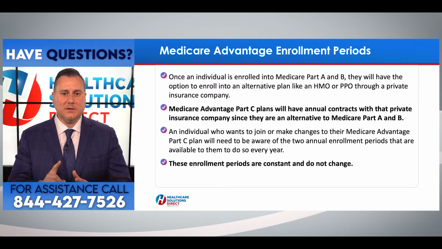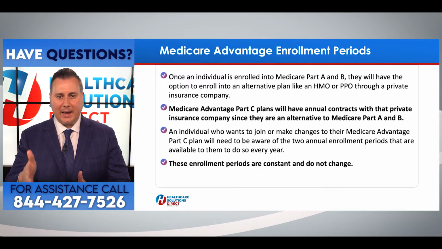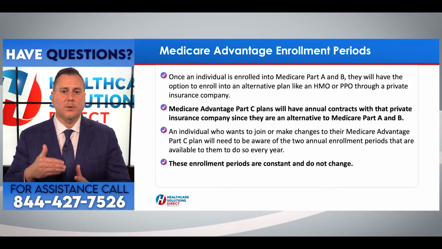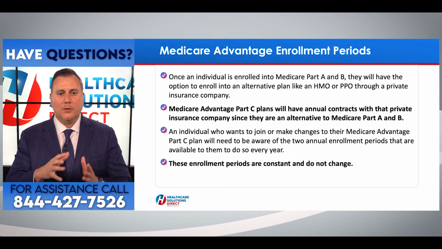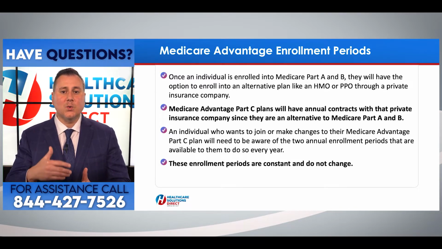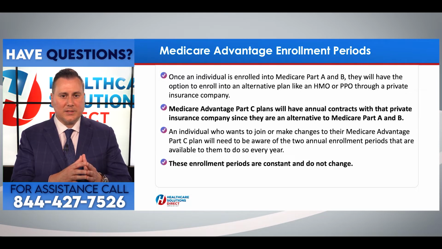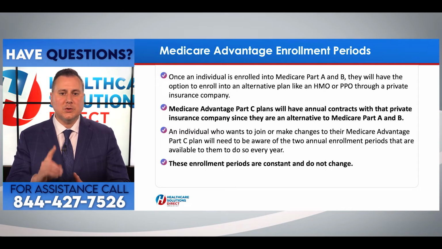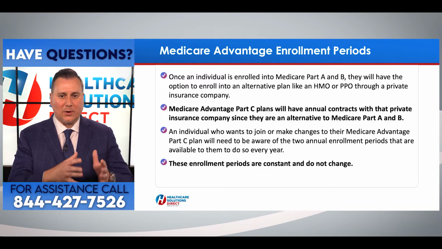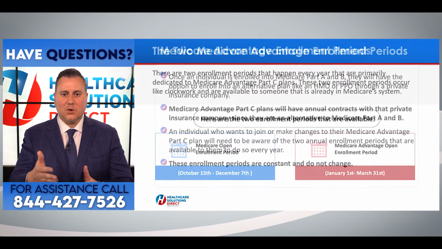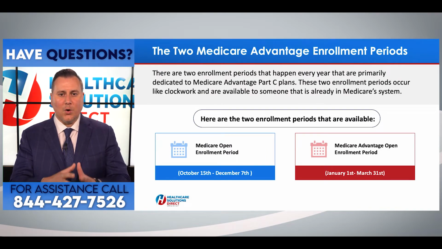Once an individual is enrolled into Medicare Part A and Part B, they will have the option to enroll into an alternative plan like an HMO or a PPO through a private insurance company. Medicare Advantage Part C plans will have annual contracts with that private insurance company since they're an alternative to Medicare A and B. So an individual who wants to join or make changes to their Medicare Advantage Part C plan will need to be aware of two annual enrollment periods that are available to them every single year. These enrollment periods are constant and they do not change. So let's go over those right now so that you understand both enrollment periods.